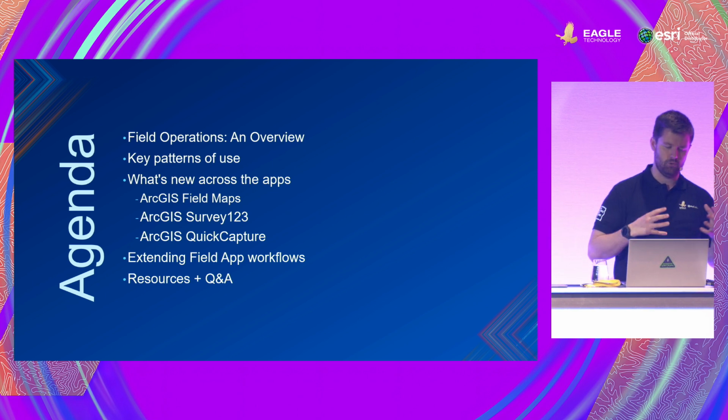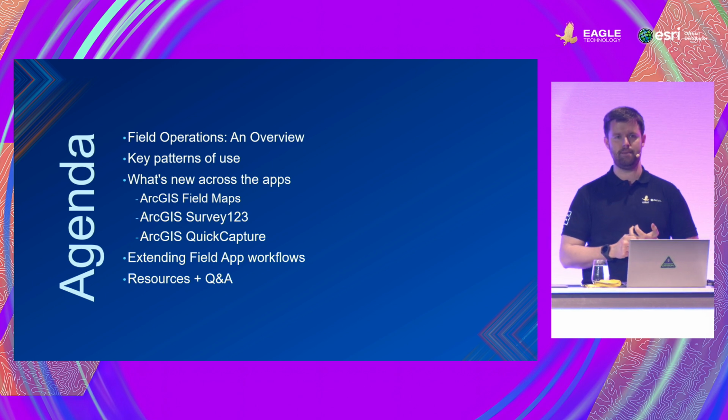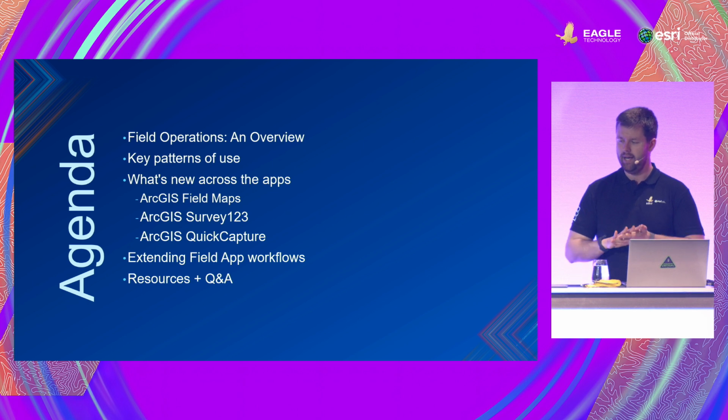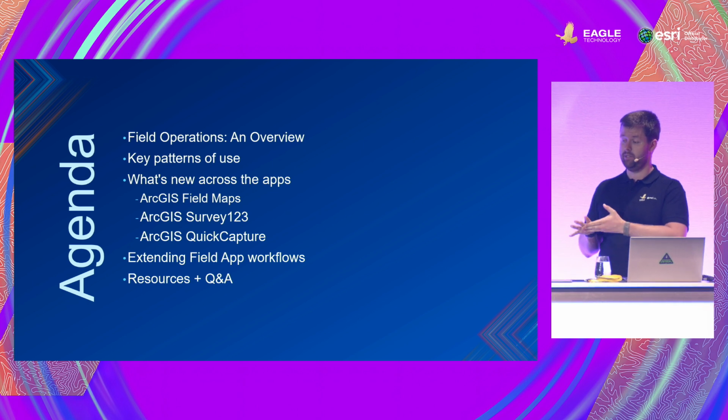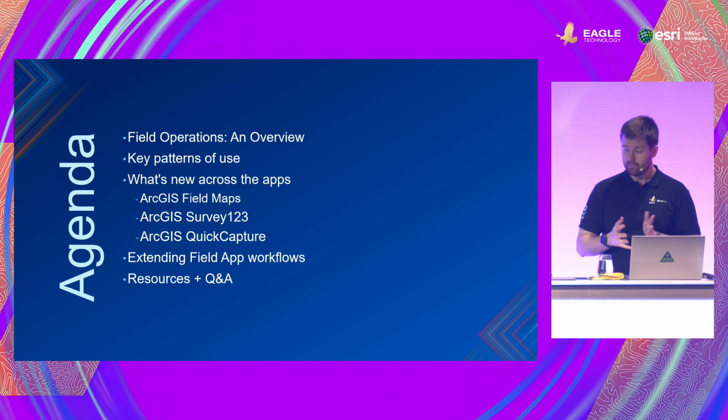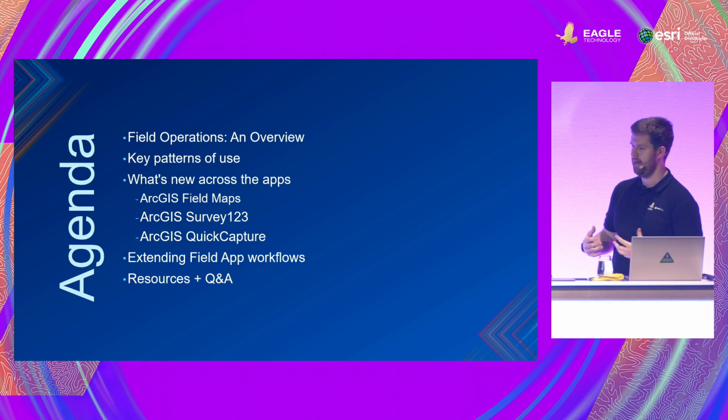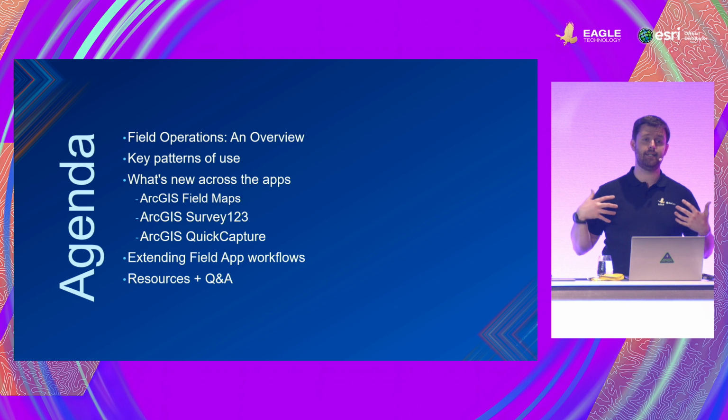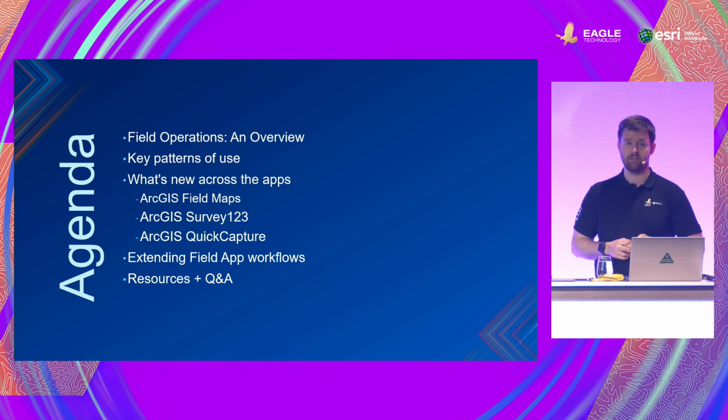And then the thing that I'm sure you've all been waiting for, a what's new update across each of the applications. So starting with FieldMaps, then going to Survey123, then QuickCapture. And then we'll have a bit of a discussion and a conversation piece around extending these field app workflows. So it isn't just about the tools in the pocket, where does the data and content go from there?